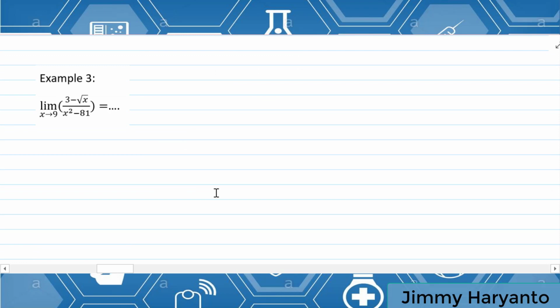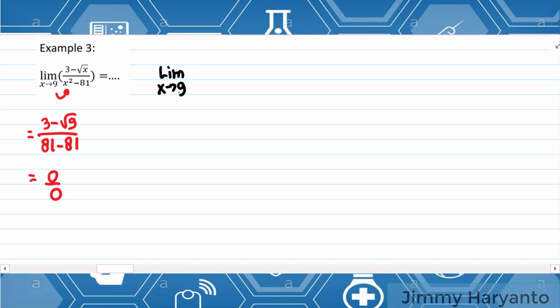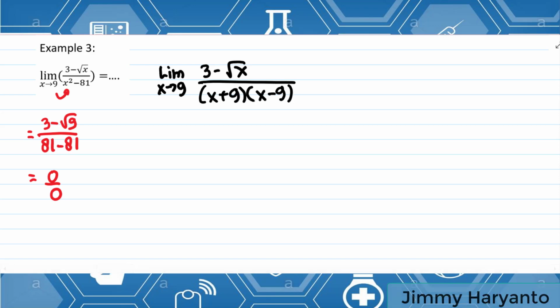Okay, next example. Example 3. Try to substitute the 9 first. 3 minus square root of 9 over 9 squared is 81 minus 81. Obviously 0 over 0, so you have to rationalize the square roots. The x squared minus 81 we can factorize directly. So it will be x plus 9, x minus 9, and then you have to rationalize this one over 3 plus square root of x.